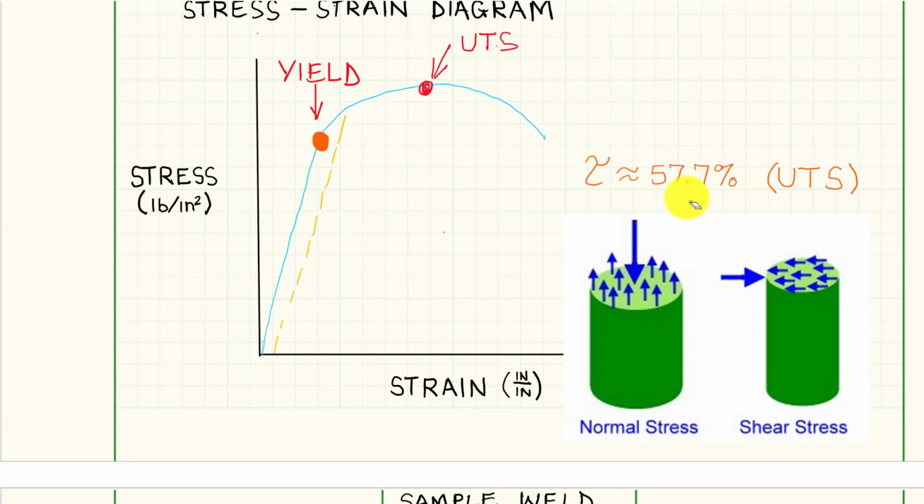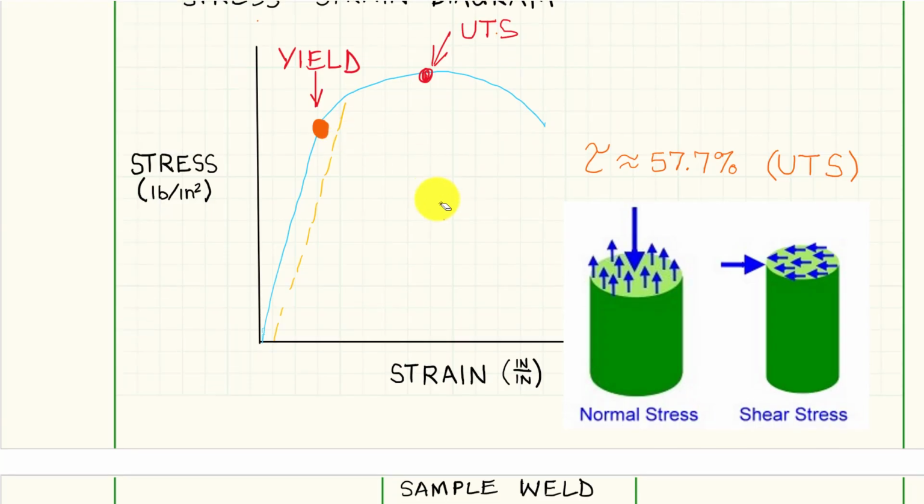We're going to have to use something like the distortion theory, where we take 57.7% times that value, and we can get the shear strength of that material. So you need to remember this right here, because we're talking about shear. And we're not going to find published data on shear values, only UTS and yield.